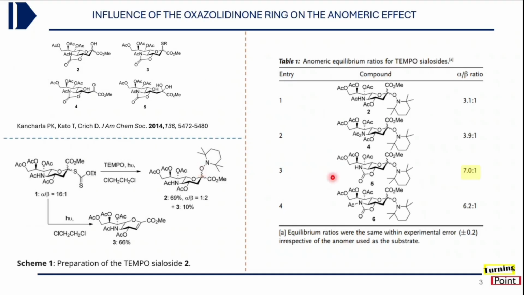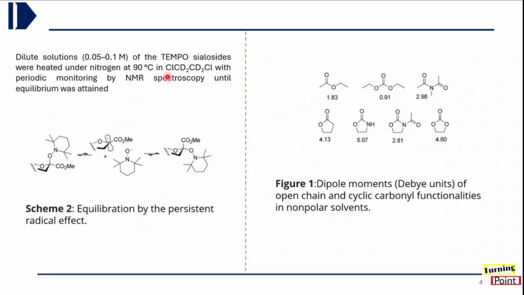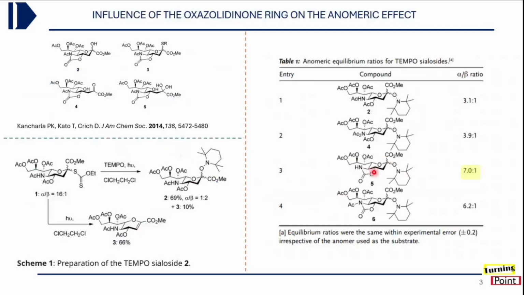So in all these cases, they have observed, when these compounds were treated in CD2Cl2, that in the moment this oxazolidine protecting group is there, the alpha to beta ratio is maximum. So alpha is maximum in this case, and in the moment a protecting group is still there, it is reducing a little bit, and the moment there is no cyclic protecting group, the alpha to beta selectivity ratio is comparatively less.